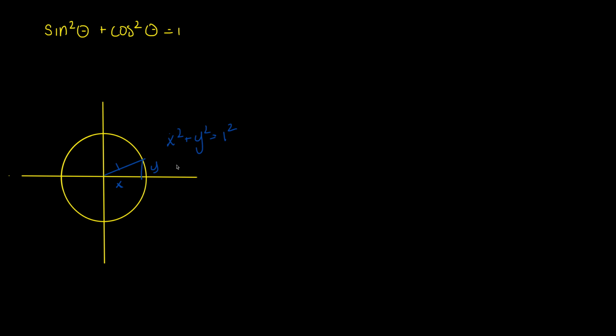squared. In this case, x is actually cosine. So this is cosine squared theta. Y is sine, plus sine squared theta. And that in and of itself is going to equal my hypotenuse, which is 1 squared, or 1. So we have this Pythagorean identity of sine squared theta, or sine squared x, it's going to show up in different ways, plus cosine squared theta equals 1.